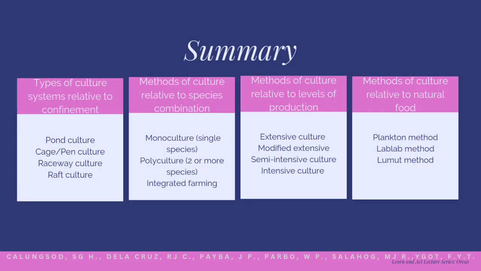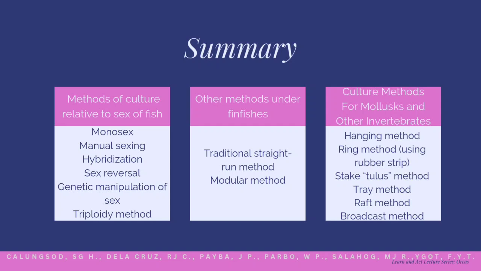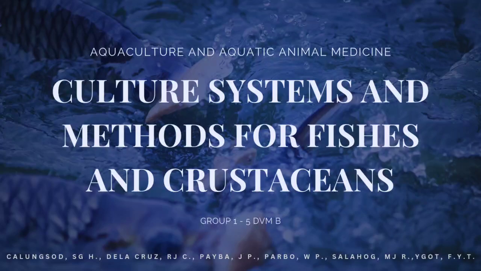For the summary of this presentation, we discussed the types of culture system relative to confinement, species combination, level of production, natural food, and sex of fish. We also tackled other culture methods under fin fishes and the culture methods for mollusks and other invertebrates, in which each method significantly impacts productivity, management, and sustainability. That ends our presentation on culture system and method for fishes and crustaceans under aquaculture and aquatic animal medicine.